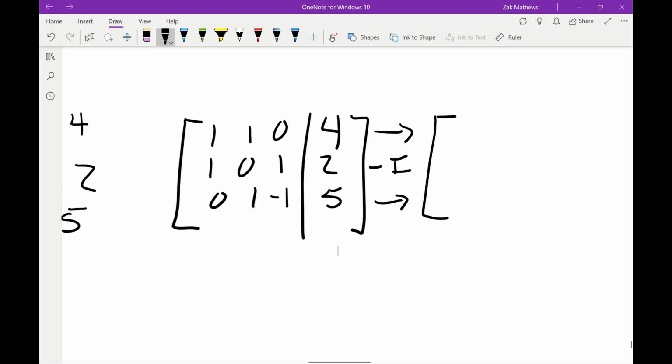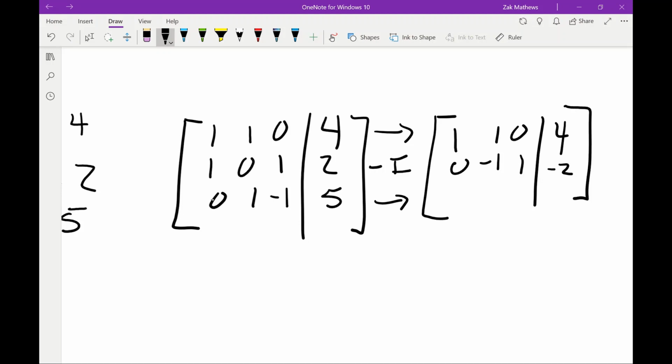So I'm going to have the first line stay the same, 1, 1, 0, 4. Then the next line I have 1 minus 1 is 0. 0 minus a 1 is negative 1. 1 minus 0 is 1. And then 2 minus 4 is a negative 2. Notice how I changed that second position. It's no longer just a 0. And the last line is going to stay the same.